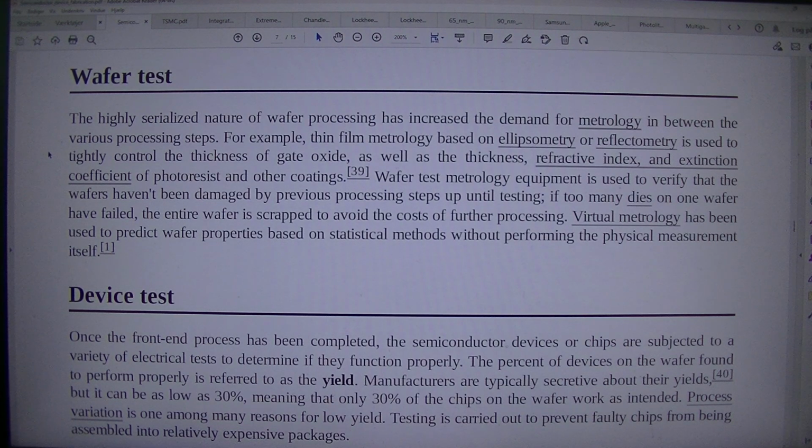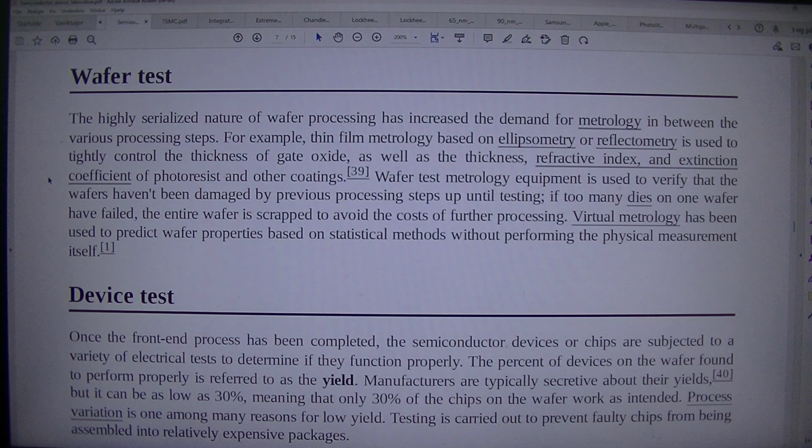Wafer test metrology equipment is used to verify that wafers haven't been damaged by previous processing steps up until testing. If too many dies on one wafer have failed, the entire wafer is scrapped to avoid the costs of further processing. Virtual metrology has been used to predict wafer properties based on statistical methods without performing the physical measurement itself.